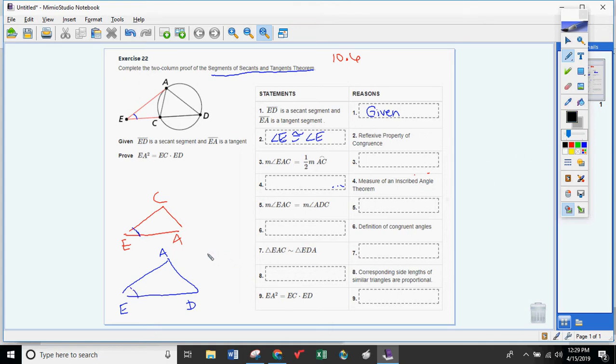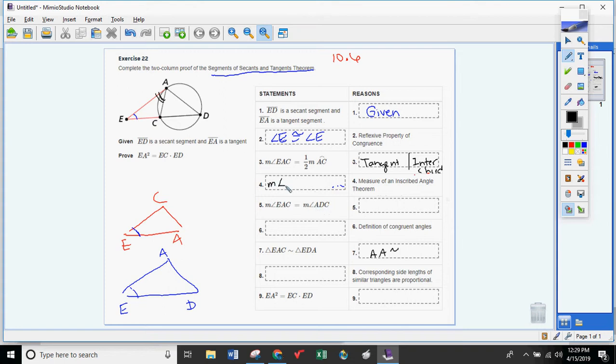Next thing I want to do is show that another pair of angles is congruent because I'm going to use the angle-angle similarity theorem. So EAC is congruent to half of the opposite arc, and the theorem that tells me that is the tangent intersected chord theorem. And the measure of an inscribed angle theorem.